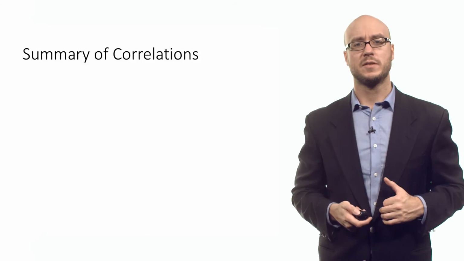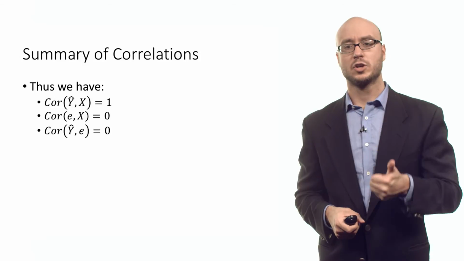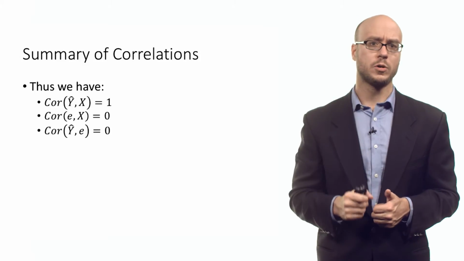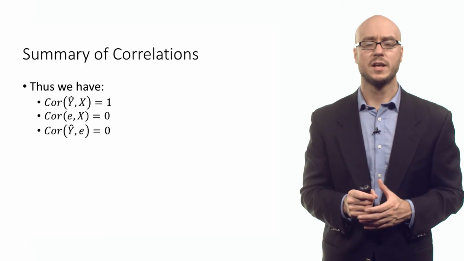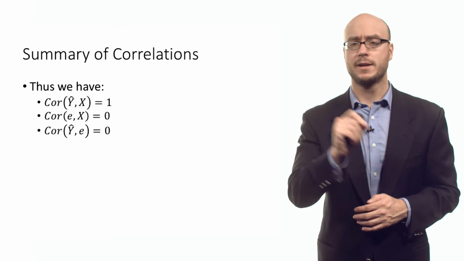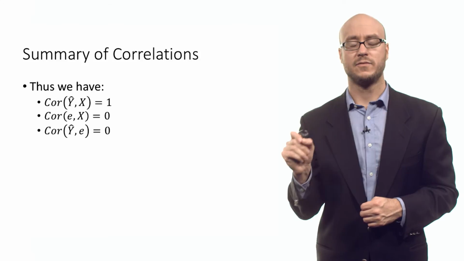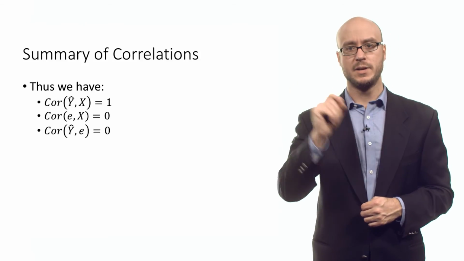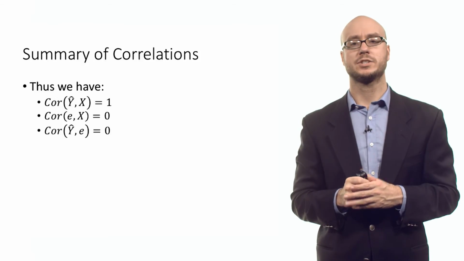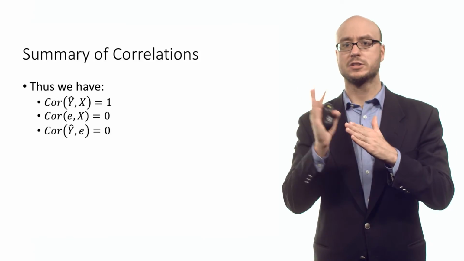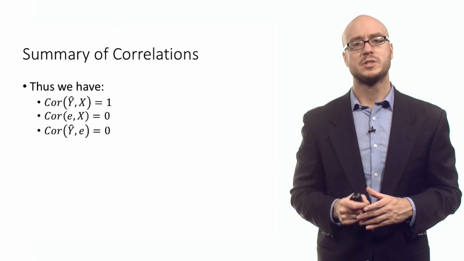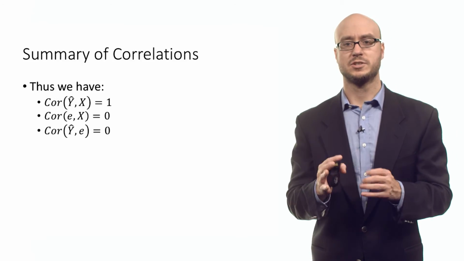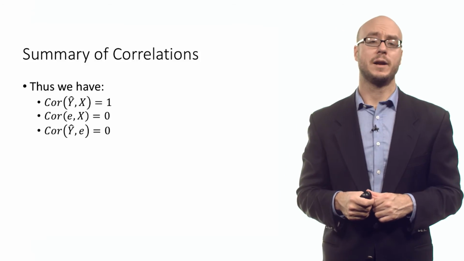So let's look at a summary of these correlations. We look at the correlation of our fitted values and our input variable. They're completely correlated, a correlation of 1. Intuitively, you can think of that because all those y-hats fit on a line. For every x value in our data set, that y-hat is going to be on a line. And in the limit, a perfect positive correlation looks like a line. The correlation between our errors, our residuals, and our input variable is 0. So the errors or residuals are unrelated to mid-parent height.